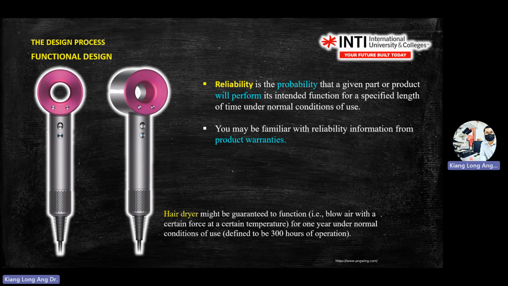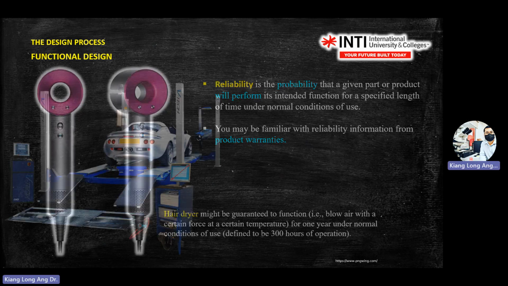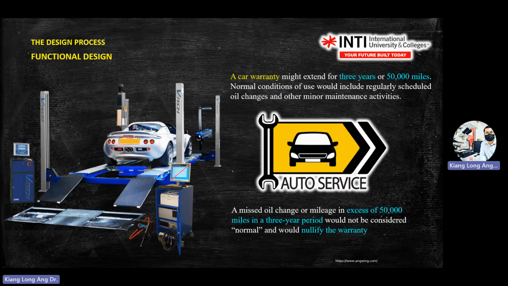In their warranty there, they will write 300 hours of operations. Another one is your car. If you drive a car, your car warranty is normally 3 to 5 years, it depends, or a certain mileage. Under normal conditions, you are guaranteed to have a one-to-one replacement or free services and so on.